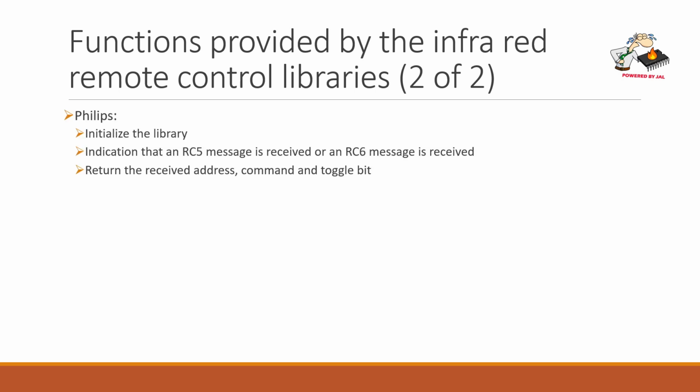So the Philips library has a few functions. First, you initialize the library, which means that you enable the required interrupts. Then when a message is received, it will indicate if it's an RC5 message or an RC6 message. Then you can read the information, which is the address, the command and the toggle bit.